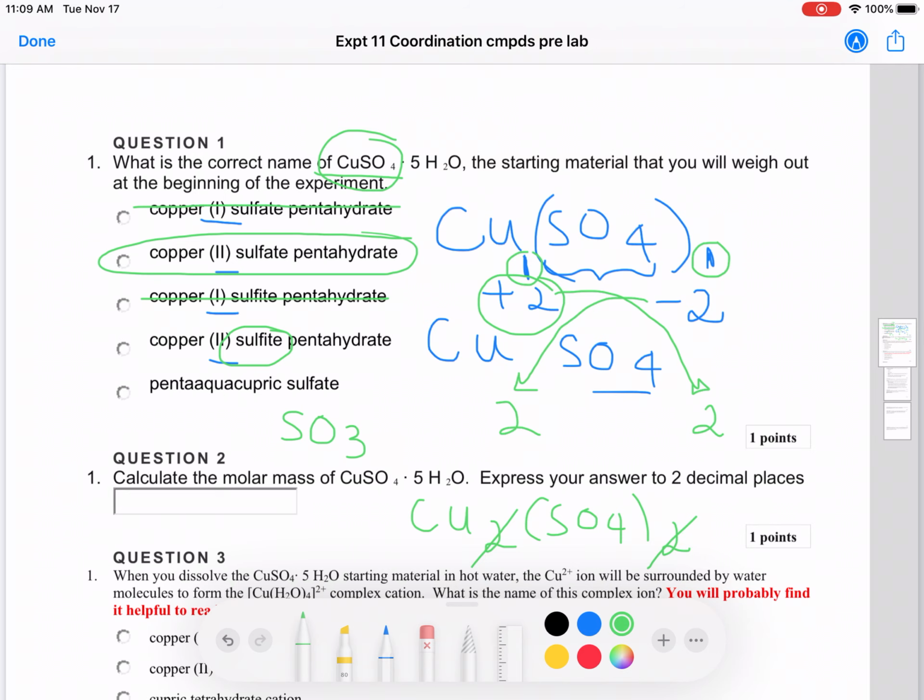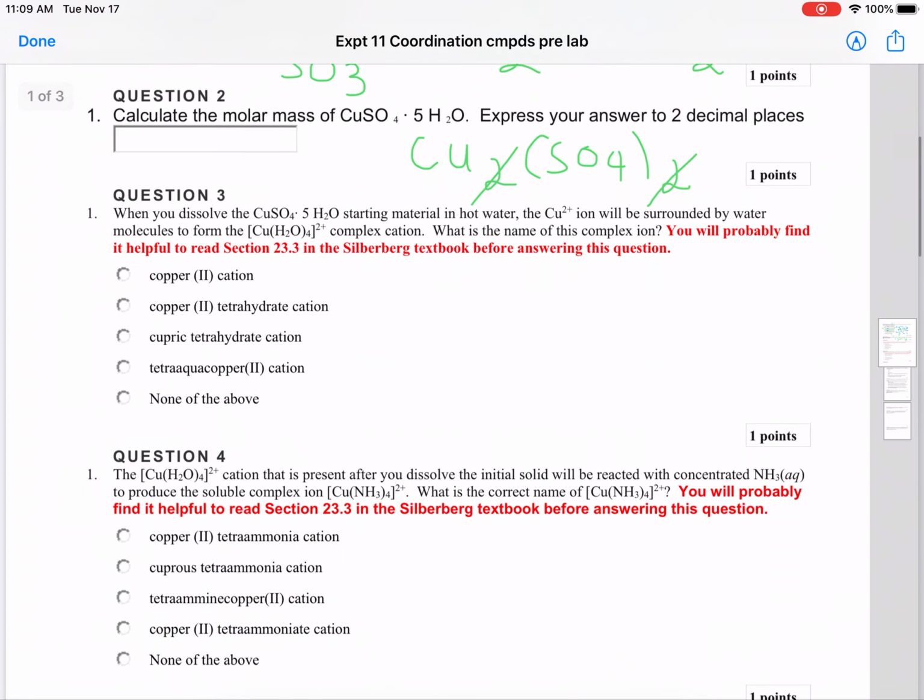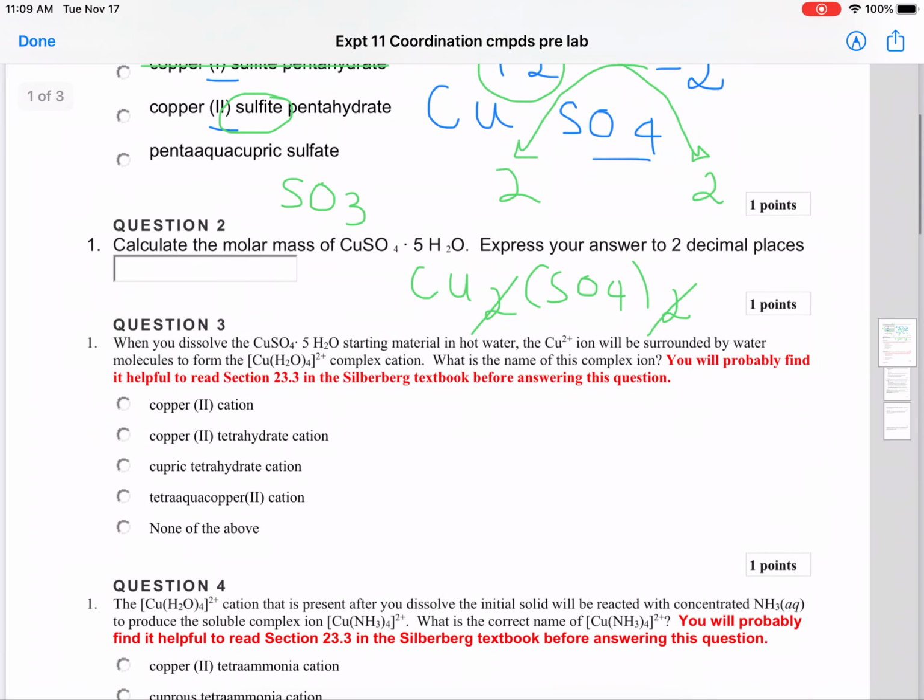Okay, the next one. Calculate the molar mass of copper sulfate pentahydrate. Express your answer to 2 decimal places. Well, you guys know how to calculate the molar mass. You find the copper molar mass from your periodic table. I believe it's 63 something. Yes, 63.546.